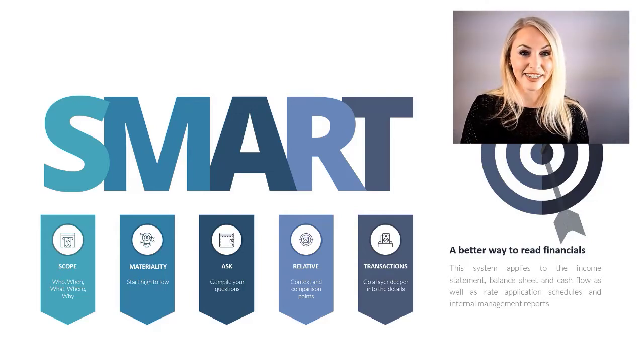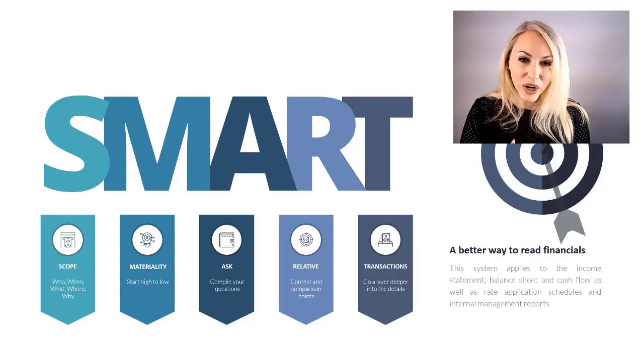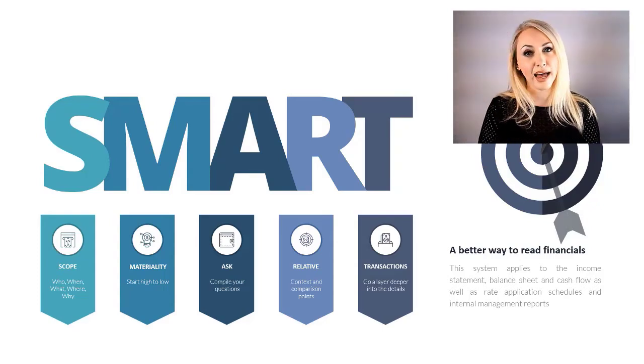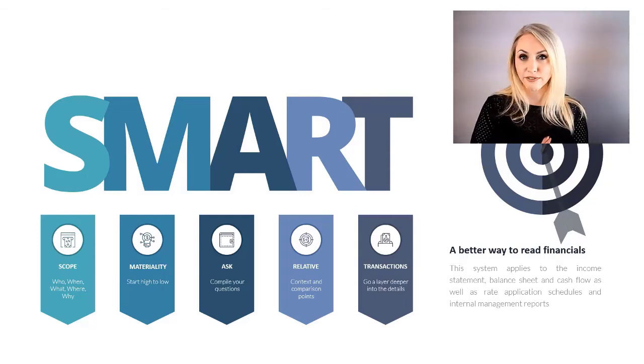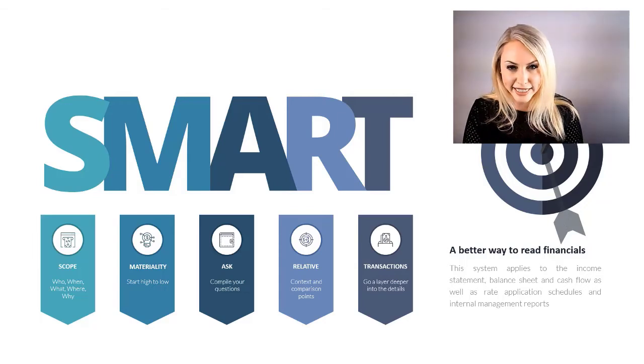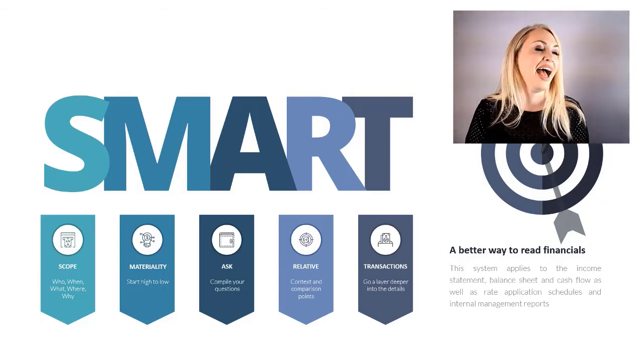So that is essentially the 5-step SMART system. Don't worry if right now it doesn't make a lot of sense. We're going to go through tons and tons of real-life utility financial statements, and we're going to dive into some of these in a lot more detail. But that gives you an overview of what we're doing.